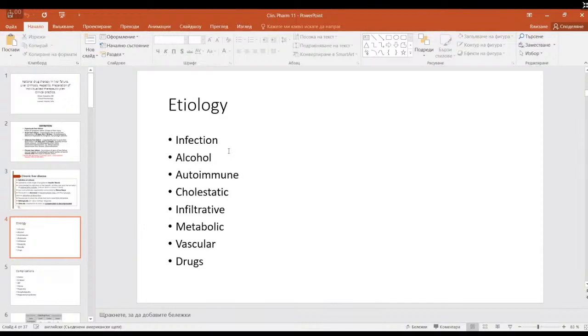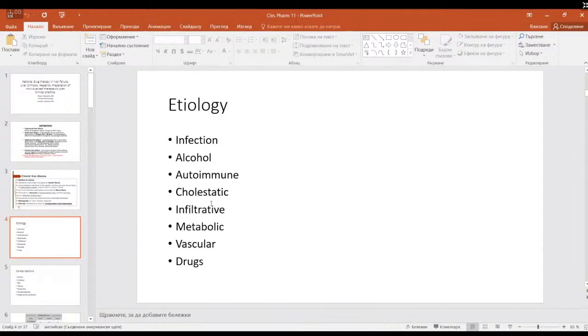Alcohol is another reason for liver failure. This usually causes first alcoholic steatosis, then alcoholic steatohepatitis, and then alcoholic cirrhosis. This is actually something that is reversible, but very hard to achieve in some people, especially those who don't have enough motivation to stop drinking alcohol, and this leads, of course, to negative consequences regarding their health.